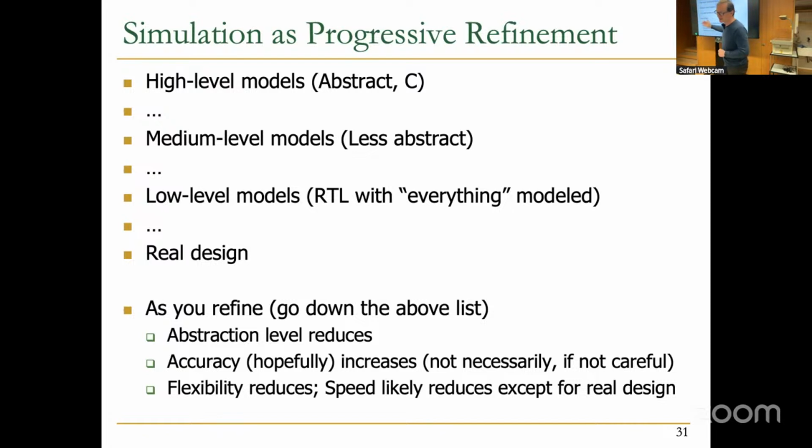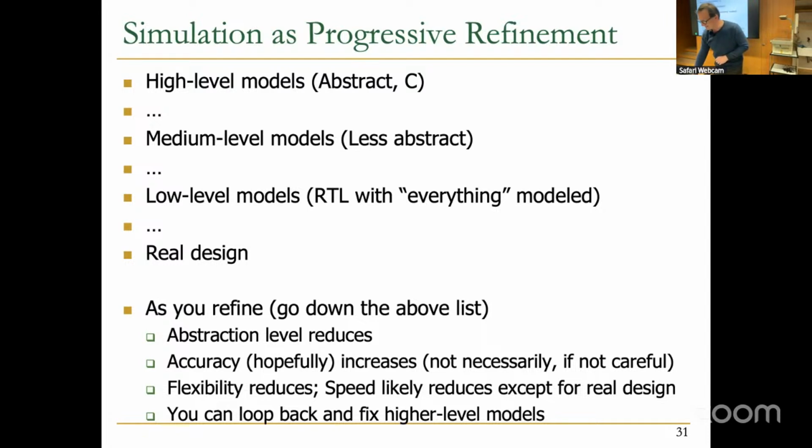Okay, flexibility also reduces as you go from top to bottom. Speed also reduces probably, except for real design. Real design speed is probably faster. So once you get to real design, then you can run programs and you can get real numbers. And then you can start tuning the other models, right? So you close the loop, basically. Once you get to a real design, you can close the loop. Otherwise, you're completely open loop, right? Basically, you can loop back and fix higher level models.